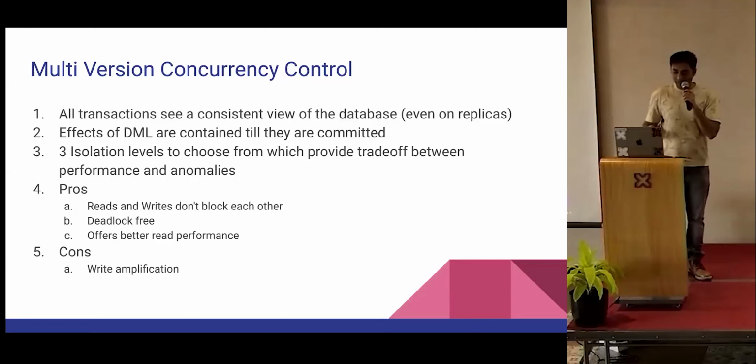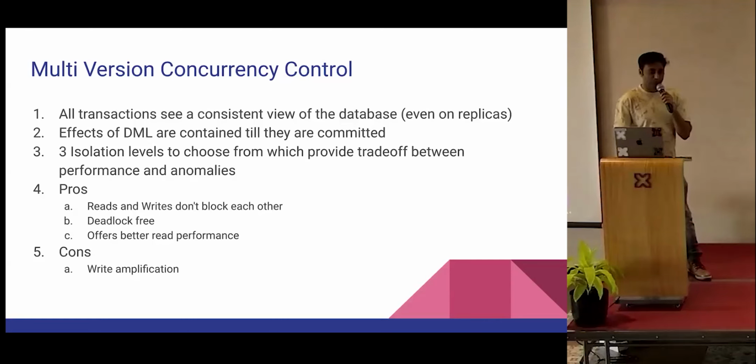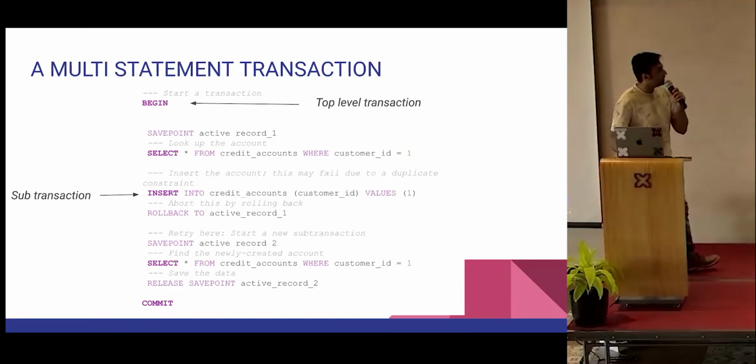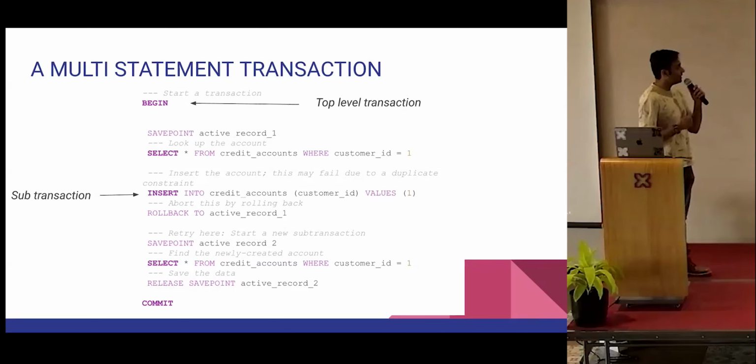Okay, and before we proceed, Postgres offers 3 levels of isolation, which does a trade-off between performance and the kind of consistent behavior anyone would expect. Okay, so we'll look at them. Before we go ahead, this is what a multi-statement transaction looks like. The first instruction over here, Postgres calls the top level transaction. And all these statements inside it are the sub transactions.